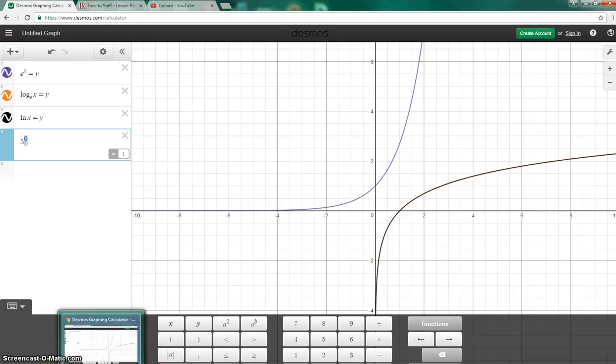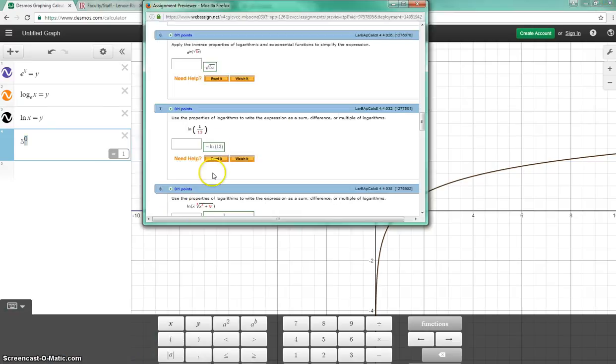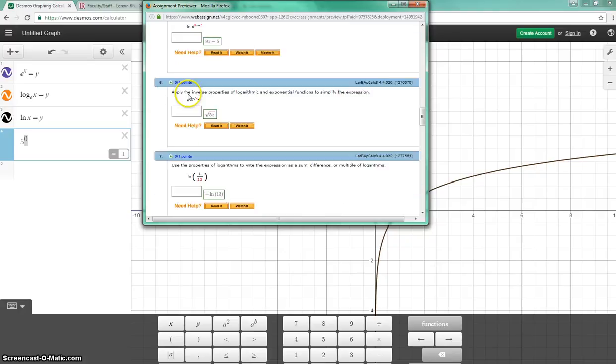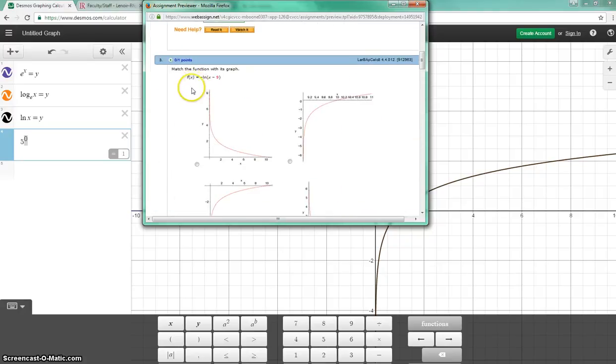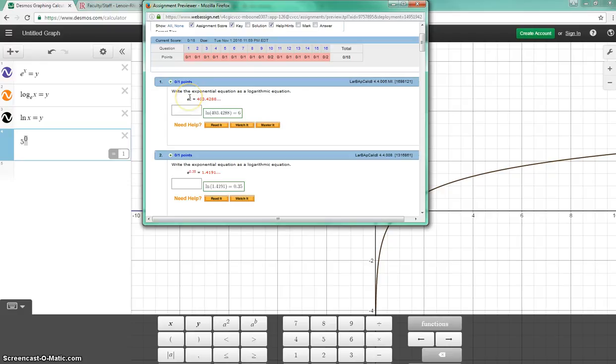Another way I like to think about it is if you're dealing with logs, this represents an exponent, right? This natural log represents an exponent value. So when we have something like e raised to something, when we're doing natural logs, we're solving for that exponent. See, we're solving for the 6.